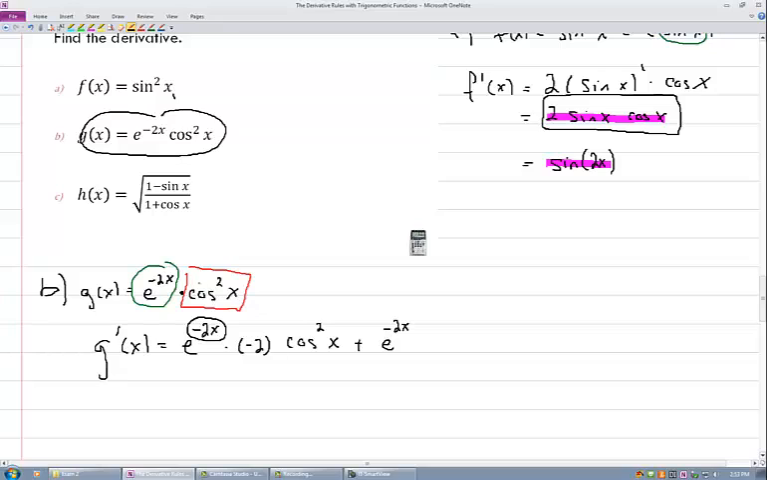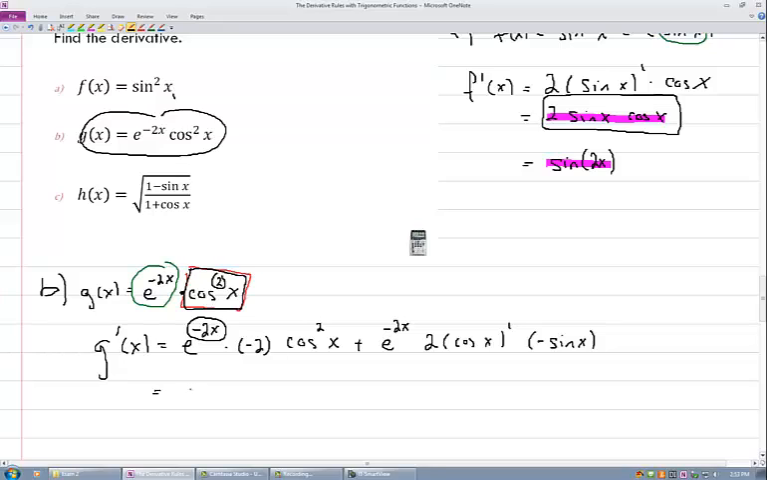times, now here's where we have to take the derivative of the second. Remember, this is actually another chain rule because it's all raised to the 2 power, so the 2 comes down, times cosine of x to the first power, now times the derivative of the inside, now the derivative of cosine is minus sine x, so times negative sine x.